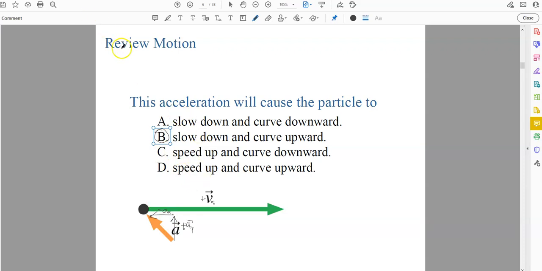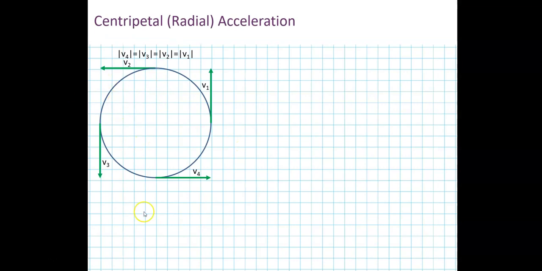All right, let's try to apply what we've learned to circles and rotation, okay? So I'm going to switch over to a PowerPoint presentation. So let's say right here at this point we have something turning in a circle, okay? And let's say all of these velocities are the same. So let's say that the magnitude of V1 is equal to the magnitude of V2 is equal to the magnitude of V3 is equal to the magnitude of V4. So let's say all of these are 3 meters per second.